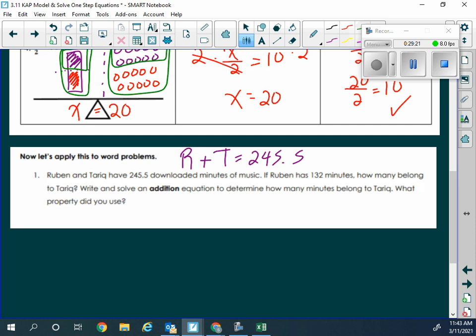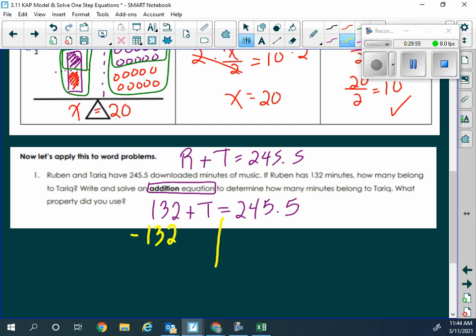So, guys, Ruben was 132, so I'm going to replace R with 132. Okay, so here is my addition equation. So I've solved half of the problem. I've gotten half of my points right now. This was on your quiz Friday. Now, how do I solve? 132 minus. In order to get rid of 132, I would need to subtract it from both sides. Then all I would be left with is T over there. And I get 113.5 minutes.